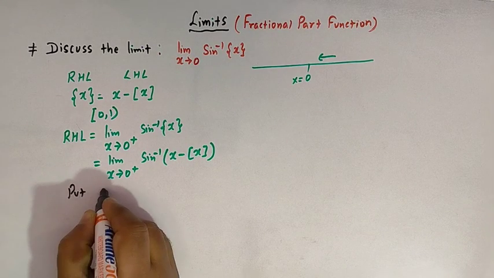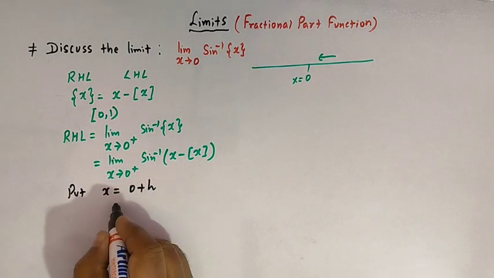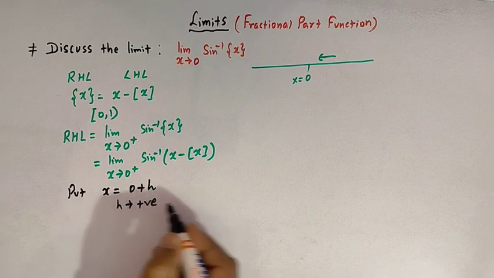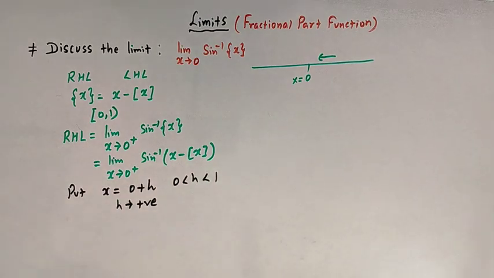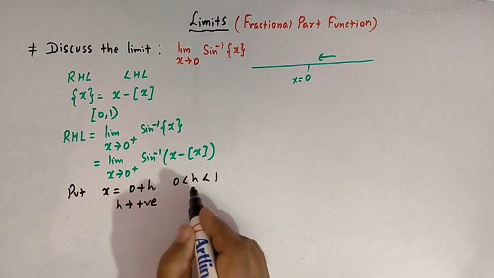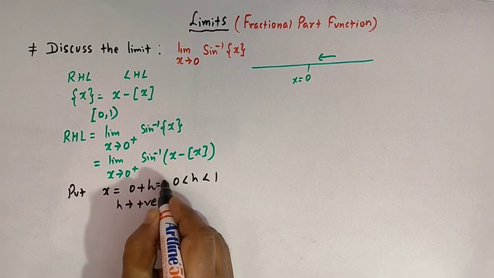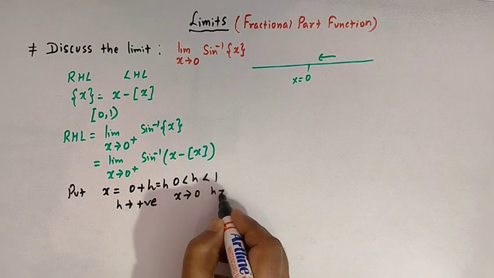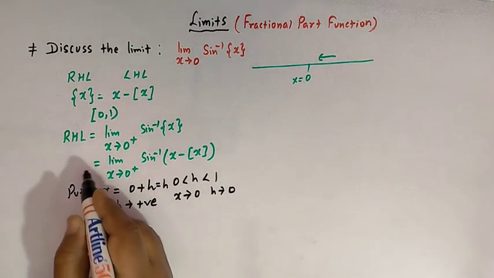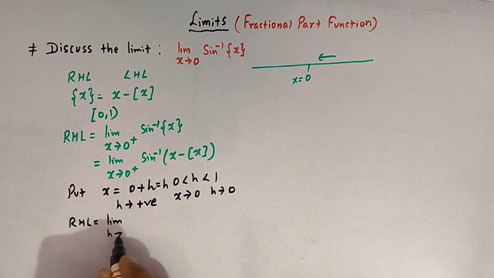we'll put x equal to 0 plus h. Here h is a positive quantity, it lies between 0 and 1, but h is infinitesimally small, and x is 0 plus h, which can be written simply as h. So when x tends to 0, then obviously h tends to 0. So now the right hand limit can be written as limit h tends to 0.